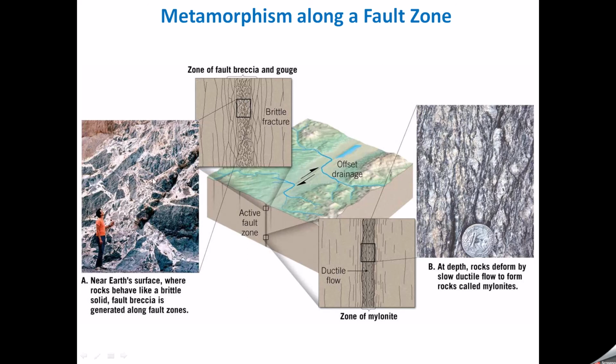So this picture is for the breccia, fault breccia, at the top close to the surface. And this is for the mylonite at the bottom of the fault. So this is brittle deformation, and here for the mylonite is ductile deformation.